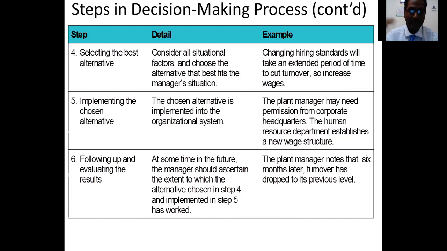Then the last step, following up and evaluating the result. Whenever a decision has been taken and implemented, we need to know how far the decision has had a positive impact on the problem we are facing. Sometimes the positive impact may be there, but it may not be in a substantial manner.